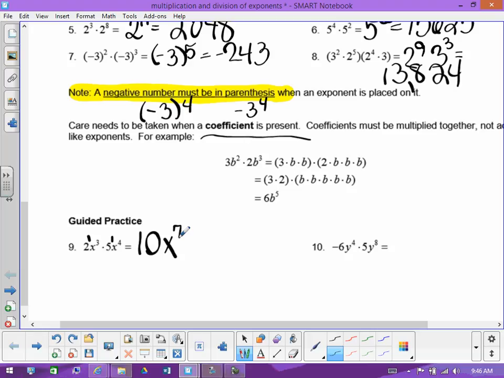Number 10, the -6 and the 5 have understood exponents of 1. There's only one of them. So, -6 times 5 is -30. They don't have the same base, so I'm just going to multiply them together. Y to the what? Y to the 12th power. We can't use this in the calculator.